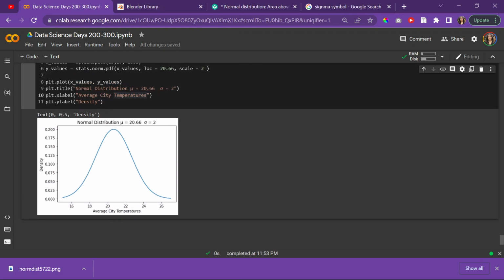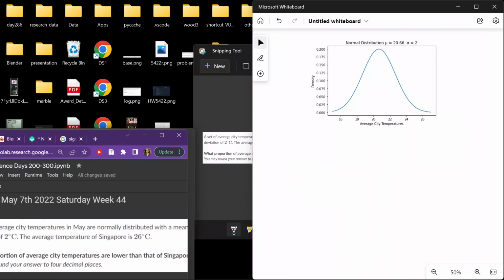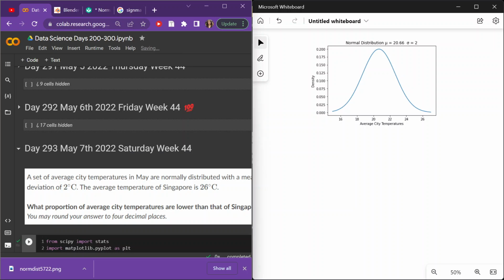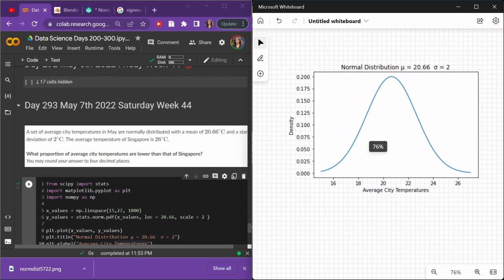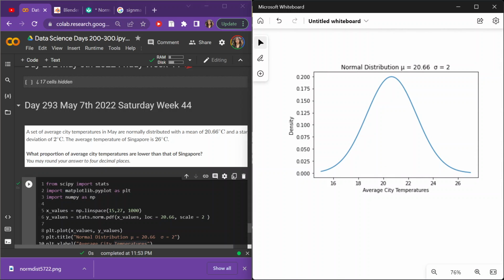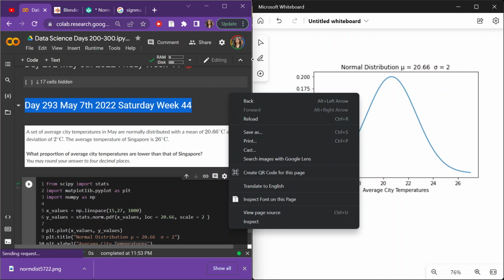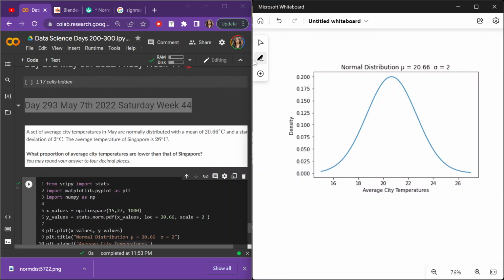Okay. So essentially, if we go back, we know that the question is asking what proportion of average city temperatures are lower than that of Singapore's. So, oh, so it's not in Singapore. Okay, my bad then. Let me get my pen. So Singapore's temperature is 26. So it's right here. This is Singapore's temperature.